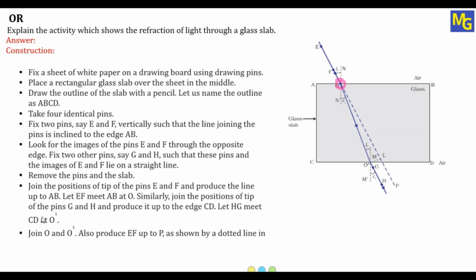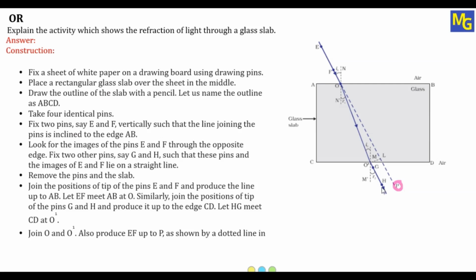Similarly, join the positions of the tips of G and H. We have joined GH and extended it until CD, where it meets at O dash. Join O and O dash. So this is O and this is O dash. Now we will join this also. Also, produce EF up to P as shown by the dotted line. So EF hits at O, and from here you have to draw this dotted line till P. So this is the construction.